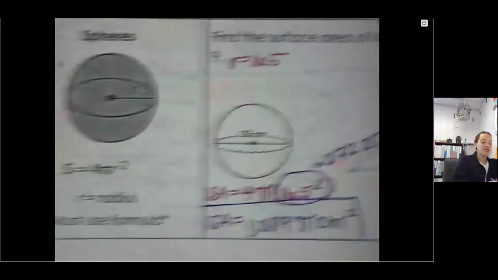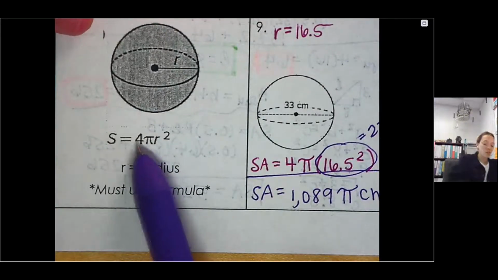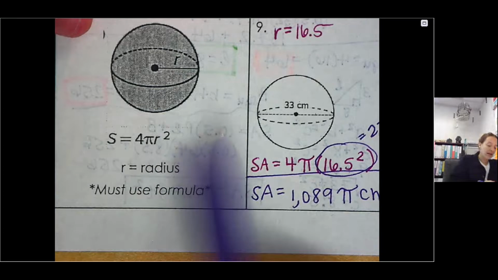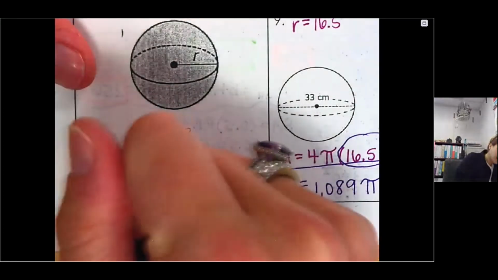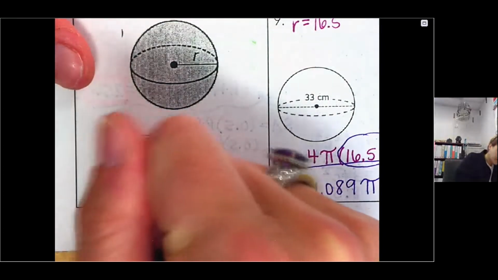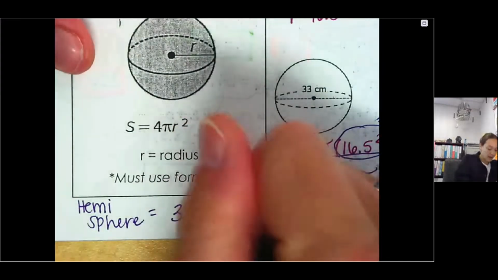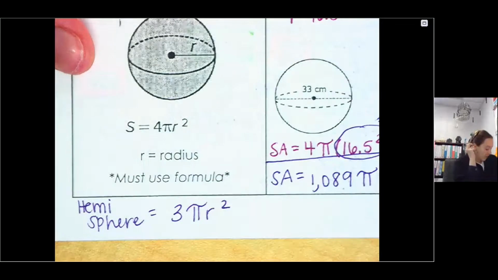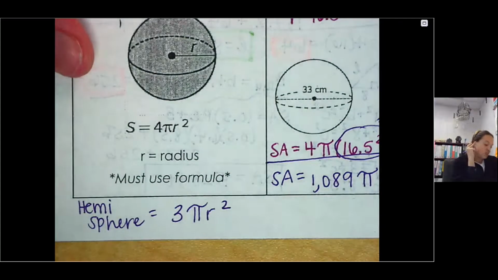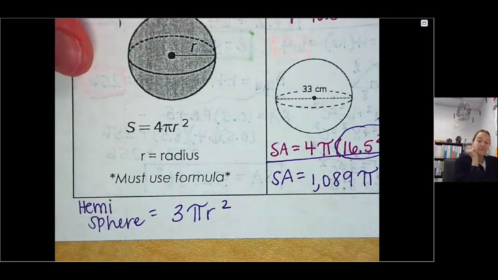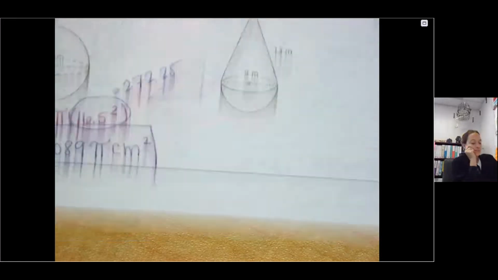Now, a regular sphere surface area is 4 pi r squared. A hemisphere, which is half, is 3 pi r squared. Okay, so you've got essentially the same thing, it's just a 3 instead of a 4. Okay, last question, number 10. Find the surface area of the figure below.